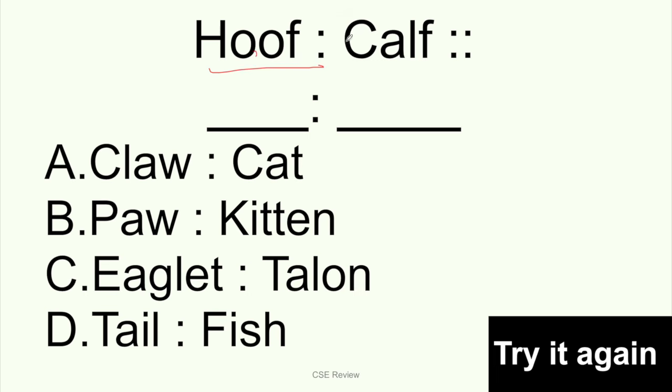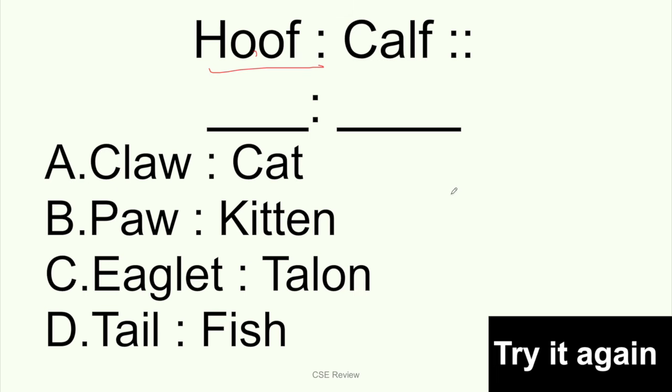Ang hoof ay part ng calf. Ang hoof ay actually yung foot ng calf or ng batang cow. Ngayon, if you look at this one, ang claw ba ay paa ng cat? Okay? Well, pwede naman. Kaya lang, is it the best answer? Okay, tingnan muna natin letter B. Paw is to kitten. Ang paw ba ay ang paang part ng kitten? Yes. And is it better than letter A? Yes.